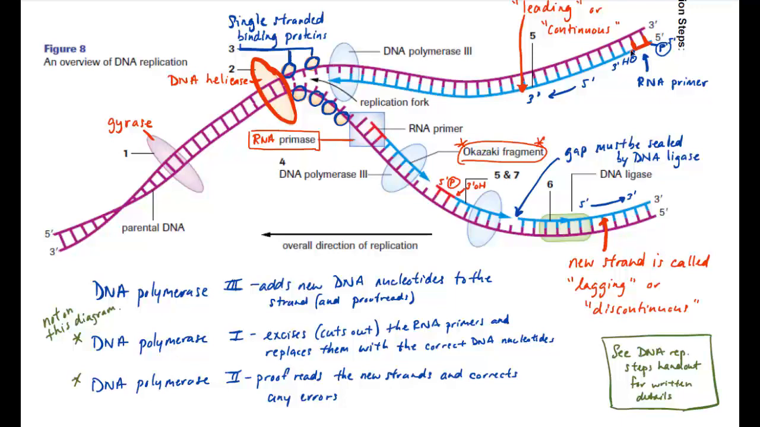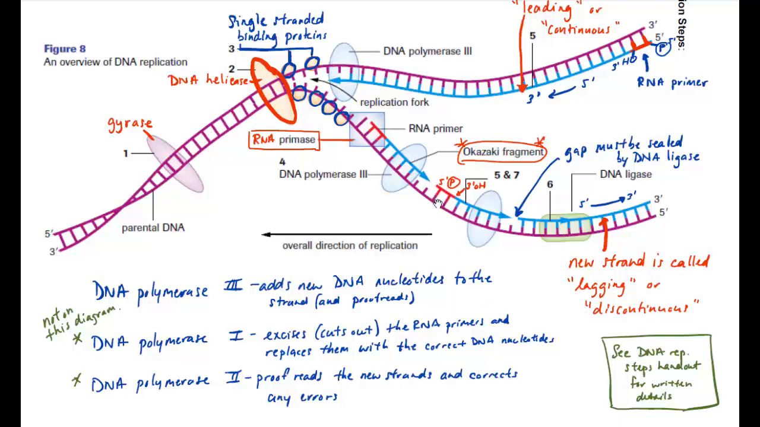It'll do the same thing once on this strand as well. Get rid of this RNA primer and put the right DNA nucleotides in there. Now, the fancy word that we use to chop out or cut out those primers is called excise. They're going to excise the RNA primers. Please begin to use the correct language as you're trying to describe this. Okay? So poly 1 cuts out the RNA primers and replaces them with DNA nucleotides.